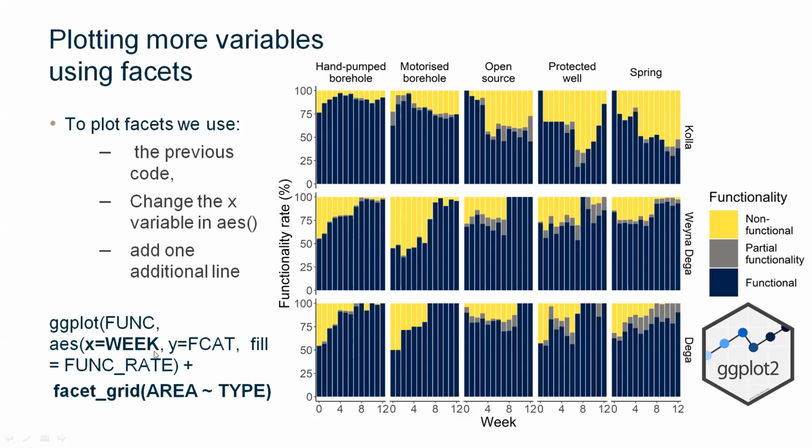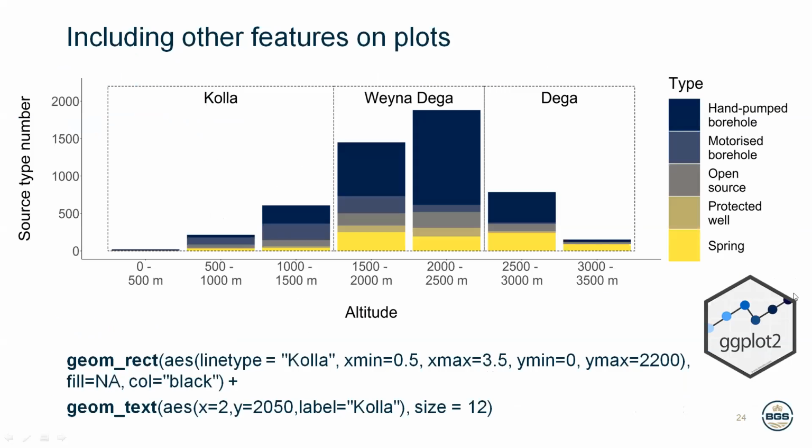So this time we want the bar graph to show the functionality category versus the week, and then we want to break that up by area and type, and that's what this bit of code yields here. So again, just 1 or 2 lines of code yield these really nice, impactful graphics. And then we can easily include other features and plots.